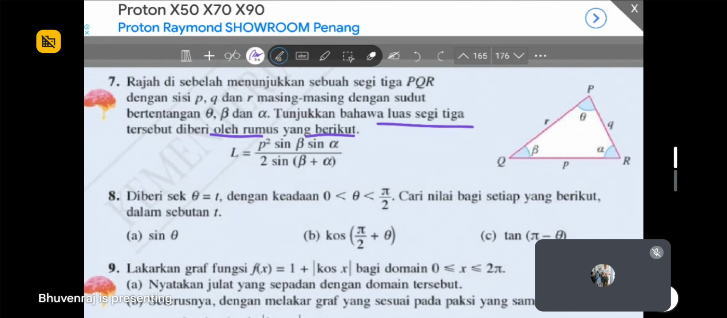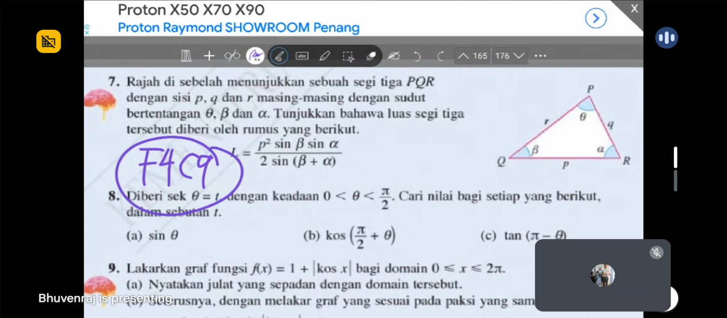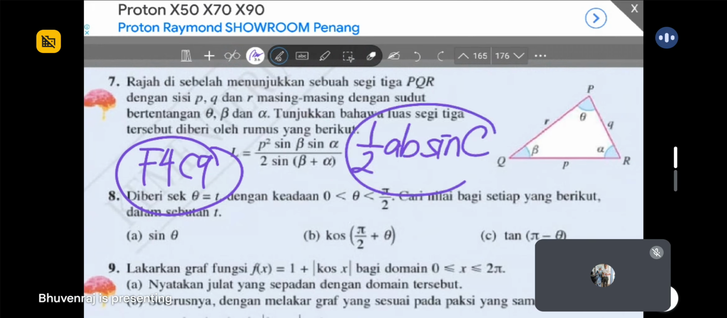Okay, so guys, how can you actually think of this question? You must also remember that whenever you're talking about trigonometry, this chapter, you can connect it to your Form 4, Chapter 9, which is your solution of triangles. So guys, in that chapter, do we learn how to find the area of a triangle? Yes, right? The formula is actually half AB sine C. That is the general formula.